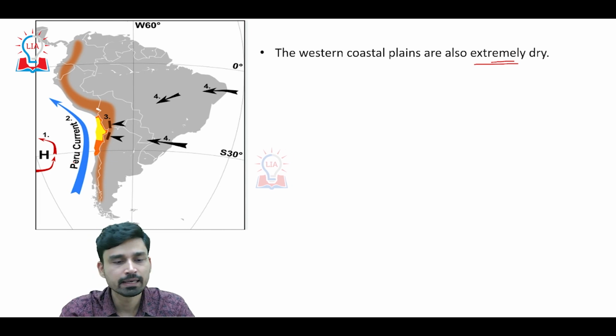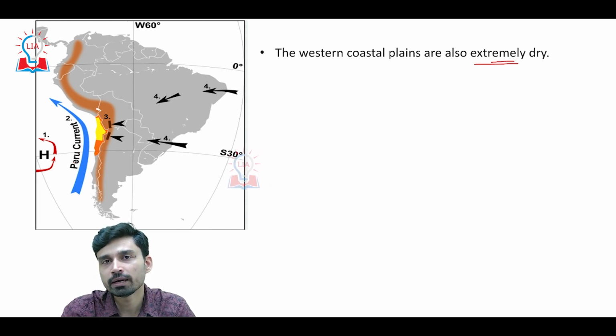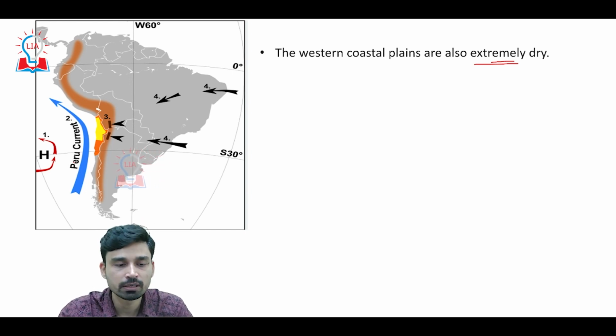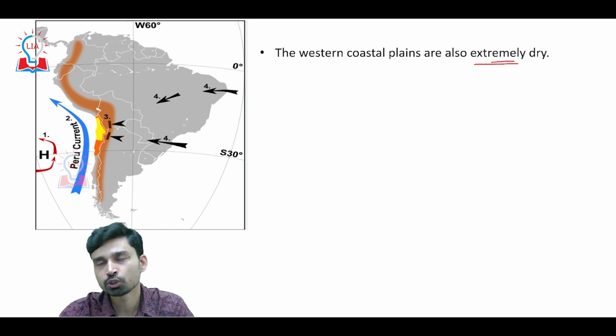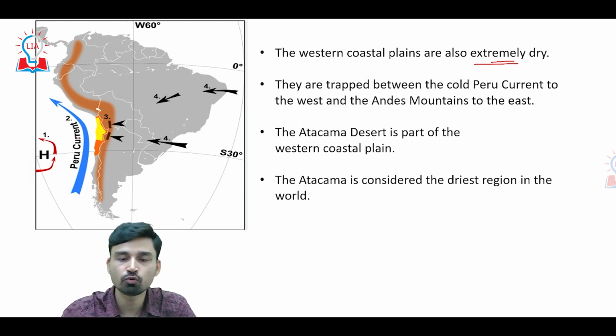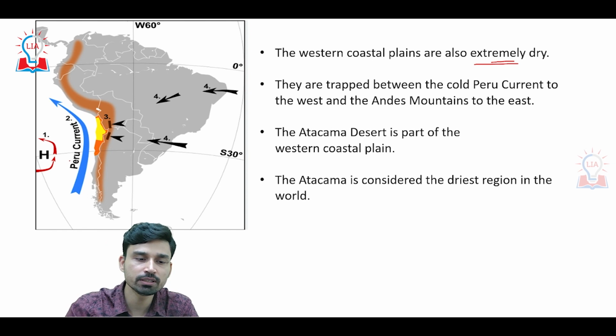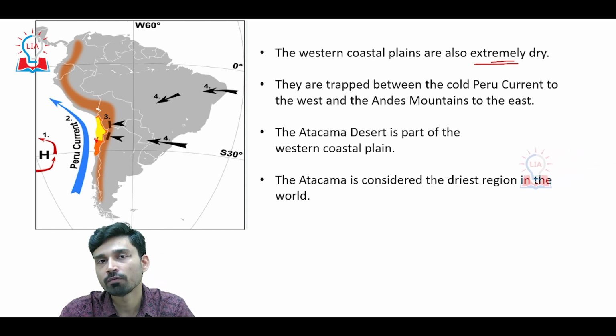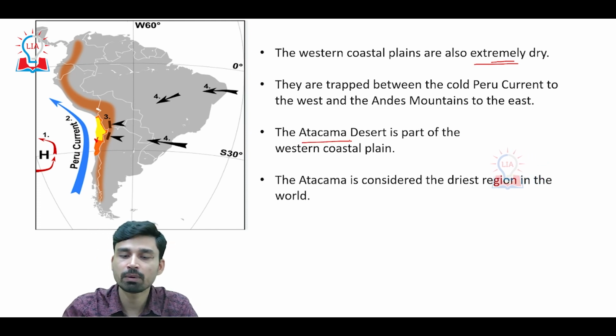So the western coastal plain region of South America is bound from the west by the cold Peruvian current, and from the east by the tall mountain range called the Andes. Since the current is very cold, the ocean current has a desiccating effect, a drying effect, on the winds. There is no condensation, no cloud formation, and rainfall is very little. And it is due to this that in the plain region of Chile you will find the driest part of the world, the Atacama Desert.